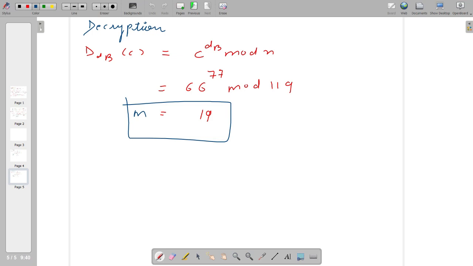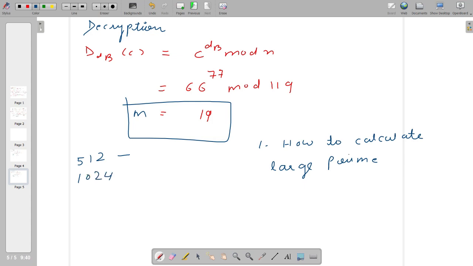Now there are two main issues with the RSA algorithm. First one is how to calculate a large prime. I mean, how you can find a large number and verify that that number is a prime number. Because if we are talking about a number between 1 to 100 or even 1 to 500, it is very easy to identify whether that number is a prime number or not. But if we are talking about a 512 bit number, or even a 1024 bit number, how are we going to check that it is a prime number, and how to get those primes? There is no specific algorithm for doing this.